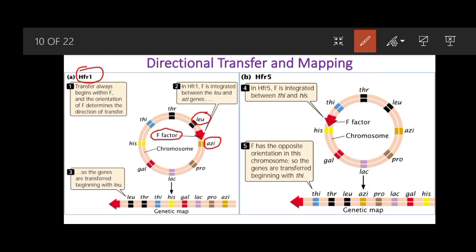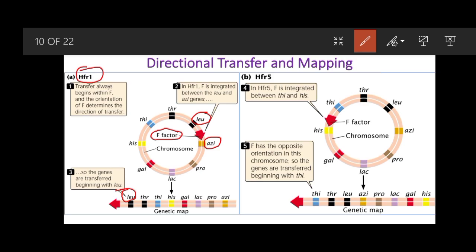because the chromosome is circular. So the transfer occurs where the F factor is inserted into the recipient cell, and if we linearize this chromosome, then we can see that leucine gene is transferred first in the HFR1 strain, and then threonine, thymine, histidine, gal, lac, pro, and AZI gene.